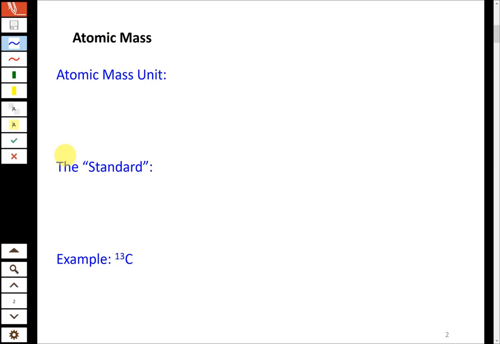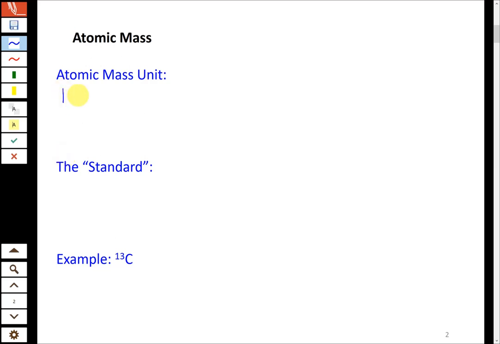So the first thing is that there are 2 units that are associated with atomic mass, and one of those is called the atomic mass unit. And numerically the 2 are the same. So whether you use this atomic mass unit or whether you use the more useful unit that we'll give later on, the numbers are the same. But what is an atomic mass unit?